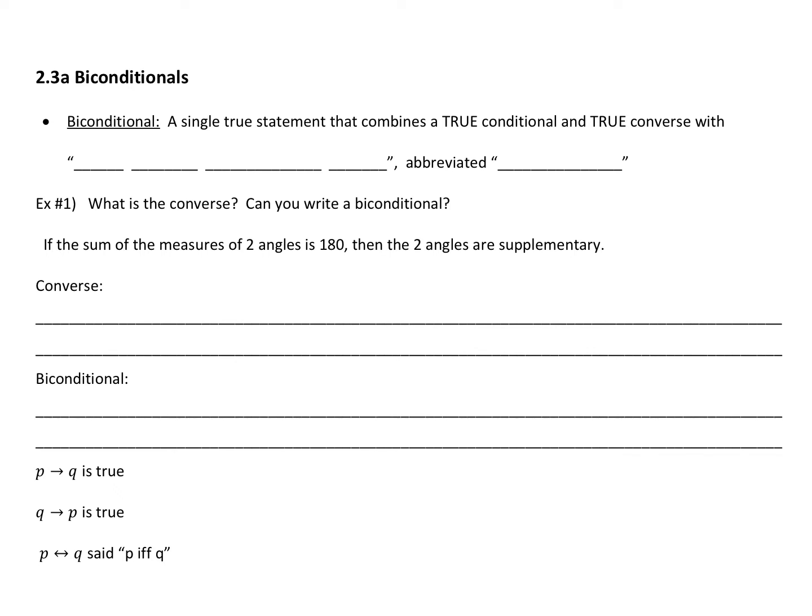Okay. We are going to be still doing if-then statement type stuff. But now there's something called a biconditional. So there's conditional, converse, inverse, contrapositive, right? The 4 things we talked about. Do you remember how those went?